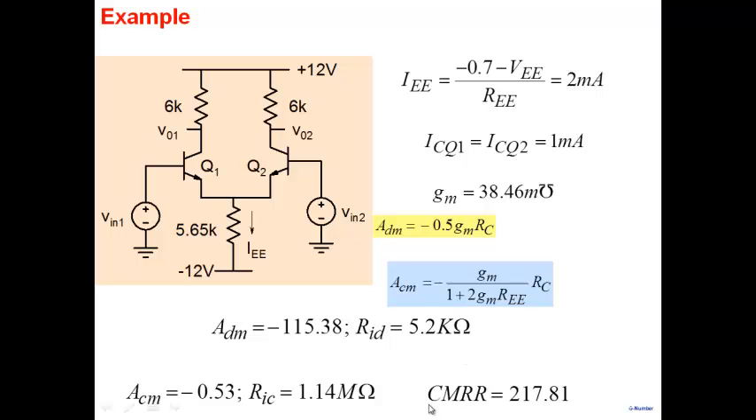So note that the differential mode gain is pretty large, 100, and the common mode gain is half here. So the common mode signal is going to get attenuated, while the differential mode signal will get amplified by almost a factor of 100. Okay. All right. So anyway, this particular one is more for attendance.